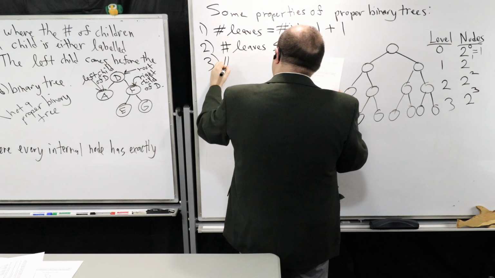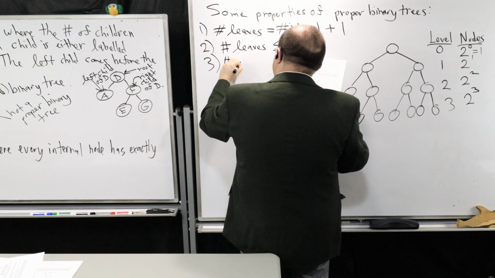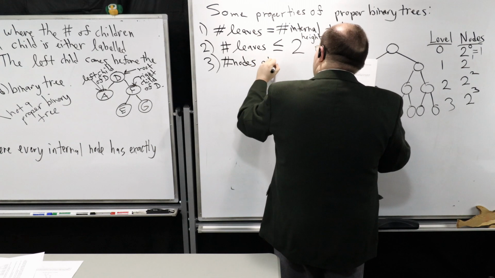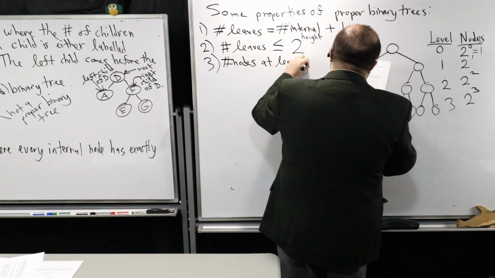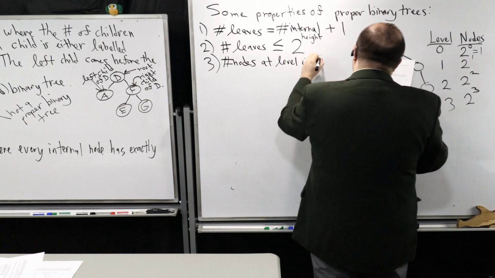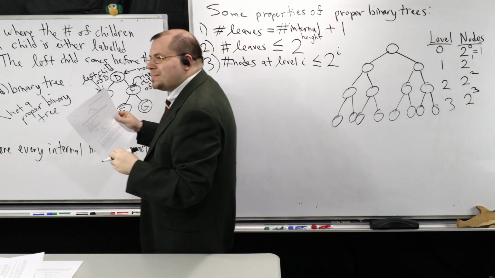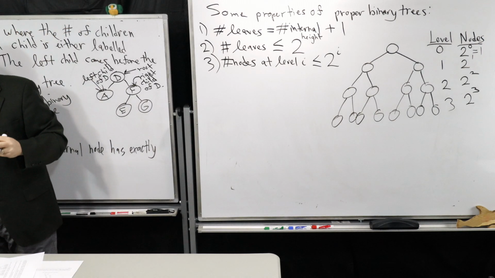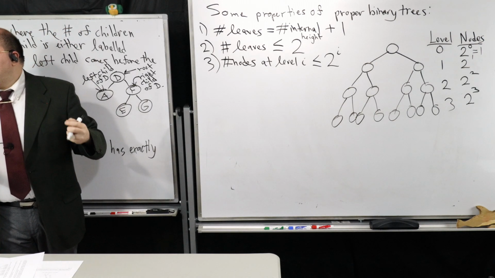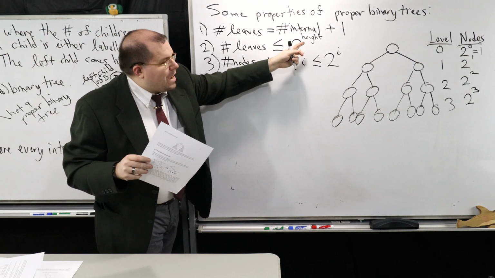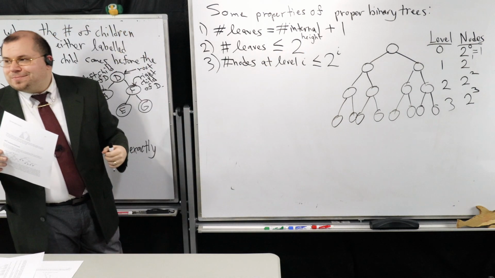is, how many nodes can be at a given level? So the number of nodes at level i can never be more than 2 to the power of i. Yes, 2 to the power of the height. So this is just me writing height to mean the height of the tree.